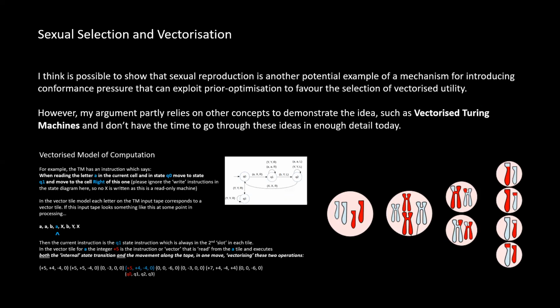But I don't have time to do so, because it's a more involved argument than I can give here, and I've obviously talked a lot already. But there is something that I have there that I could use to explain how I think sexual selection could also create pressure to vectorize.